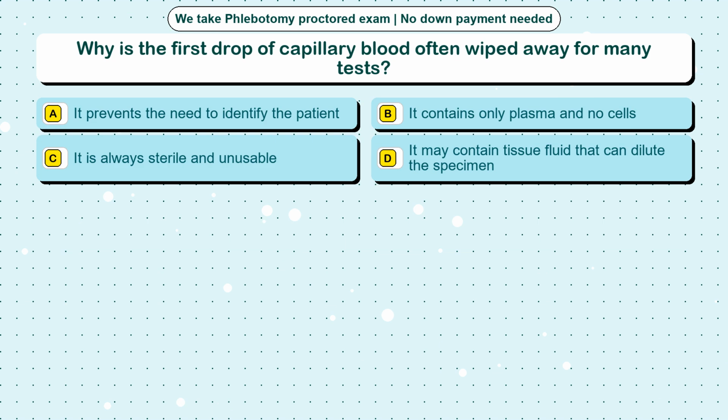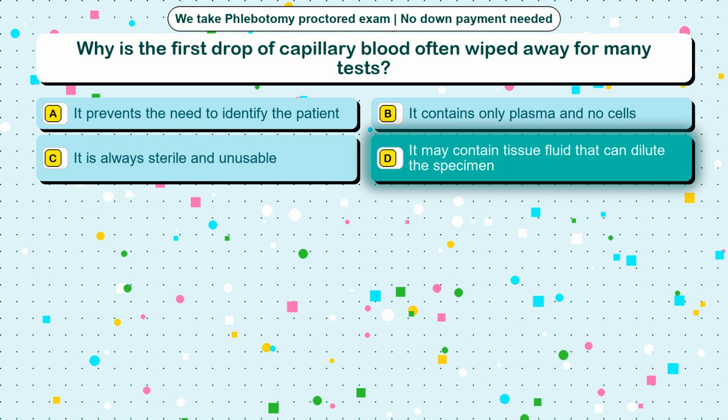Question 9. Why is the first drop of capillary blood often wiped away for many tests? Option A. It prevents the need to identify the patient. Option B. It contains only plasma and no cells. Option C. It is always sterile and unusable. Option D. It may contain tissue fluid that can dilute the specimen. The correct answer is option D.